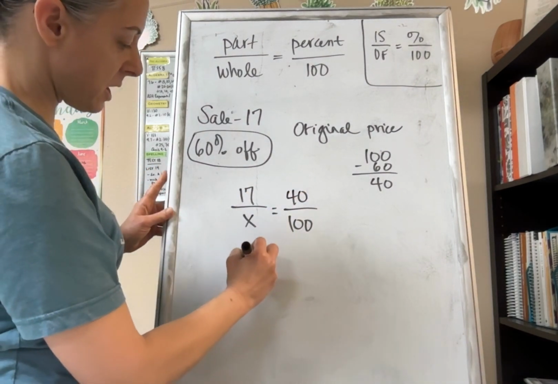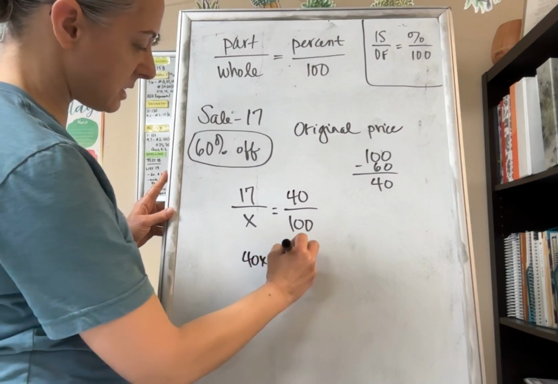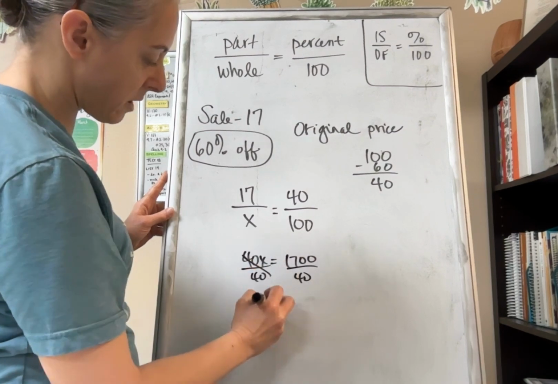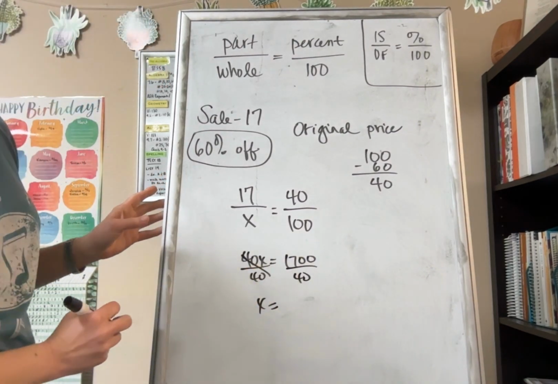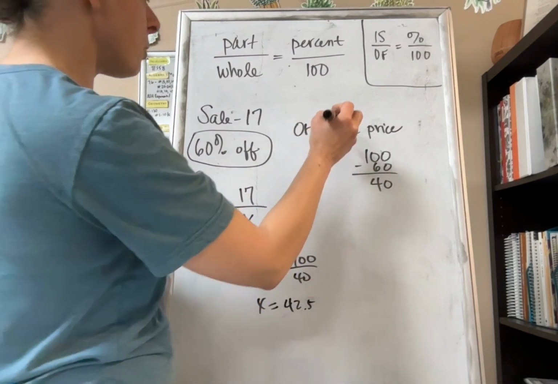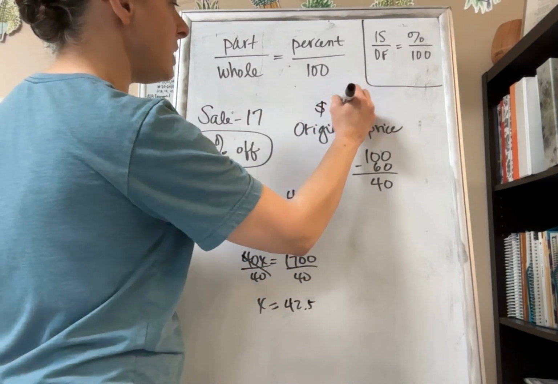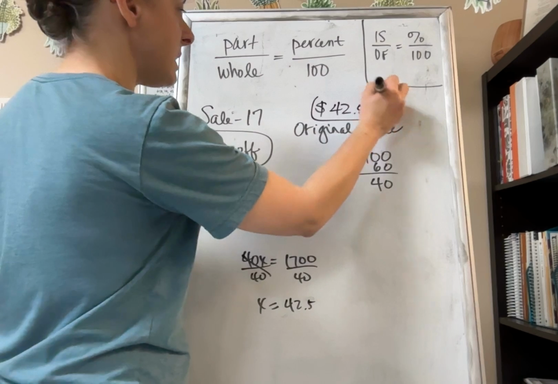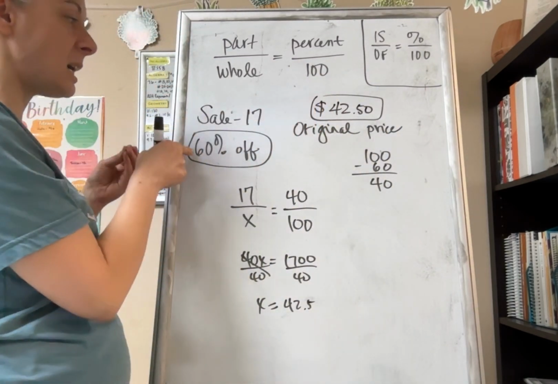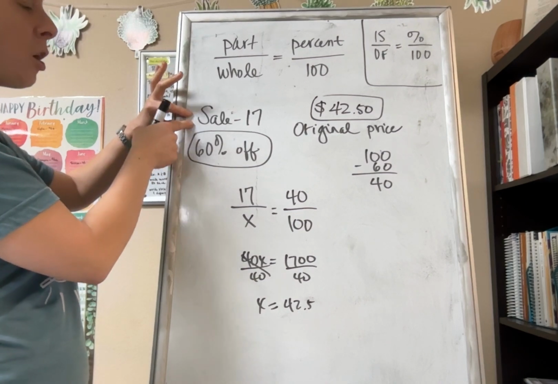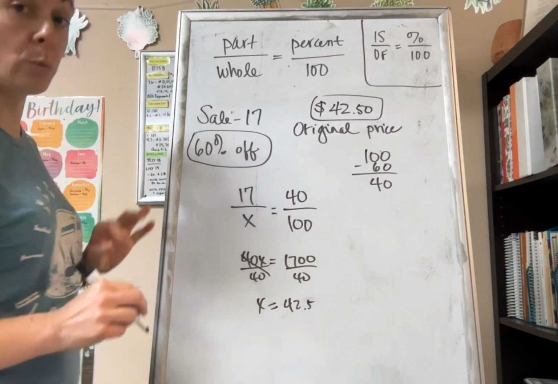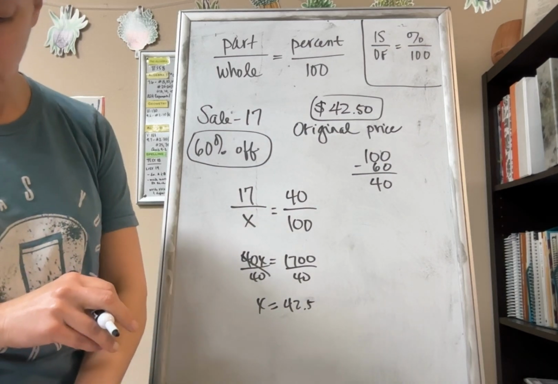When I do cross products, 40x equals 1700, and then I divide both sides by 40, and I find that x equals 42.5. So the original price must have been $42.50. And then when 60% came off of that or was deducted from that, it left a sale price of $17, which is 40% of the original price. Okay?